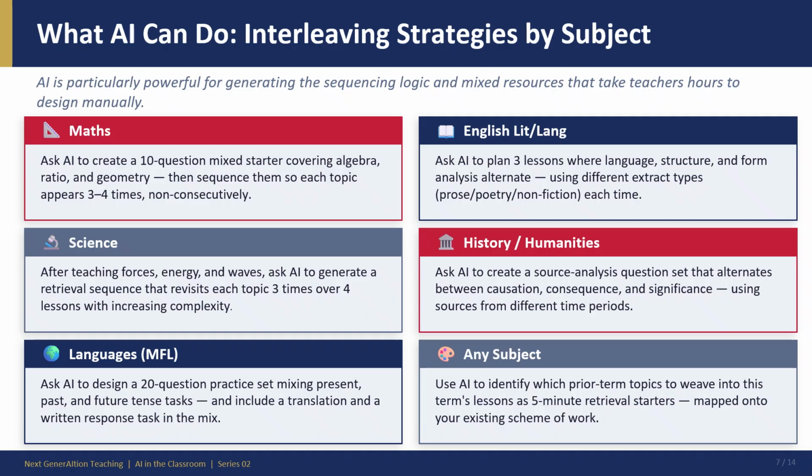In modern foreign languages, you could ask AI to produce a 20-question mixed tense practice sheet that integrates present, past and future tense, along with a translation and a short written response. Tense discrimination is exactly the kind of skill that benefits from interleaved rather than blocked practice.